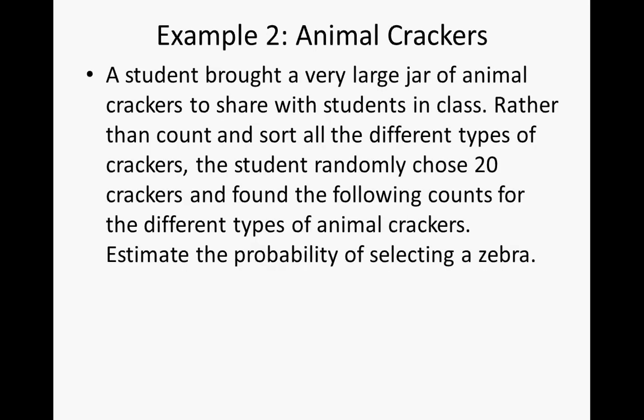All right, let's take a look at example 2, animal crackers. So a student brought a very large jar of animal crackers to share with the students in class. Rather than count and sort all the different types of crackers, the student randomly chose 20 crackers and found the following counts for the different types of animal crackers. Estimate the probability of selecting a zebra.